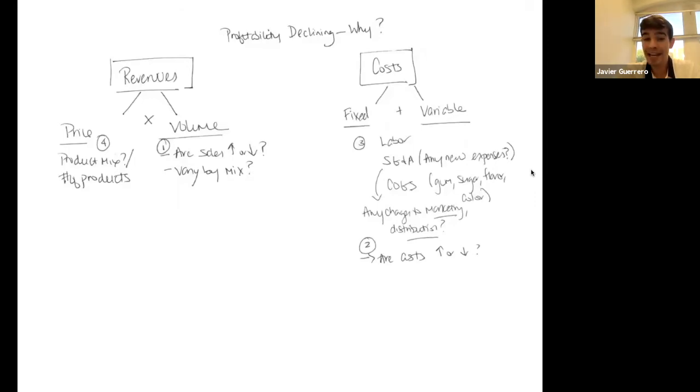SG&A, right? Have we made any acquisitions? Are there any new expenses? Are we launching into a new market? Cost of goods sold, right? Have our inputs gone up? Is the sugar company that we partner with, have they raised their prices? Is there a shortage of some input that we need for our gum? Have we increased expenses in marketing and distribution? Has our shipping partner increased prices? There's a million different factors, right?